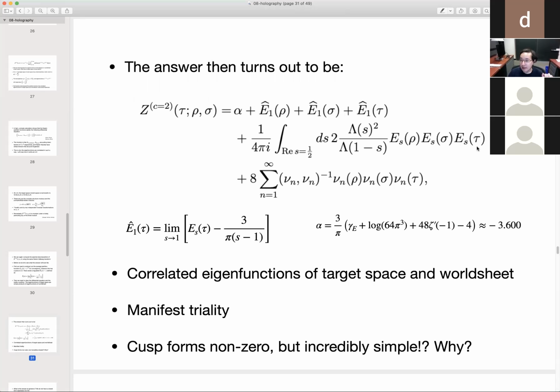Similarly here, this whole term is interpreted as the overlap of the c equals 2 partition function against the Eisensteins. However, it takes a very constrained form. It has to be 2 copies of the same eigenfunctions as E_s of tau in order to obey the triality and the differential equation that we wrote earlier. And this is just some convention, essentially.